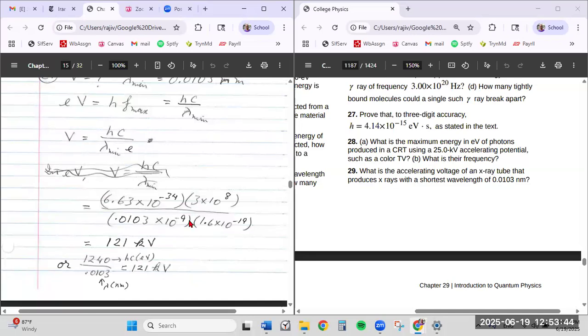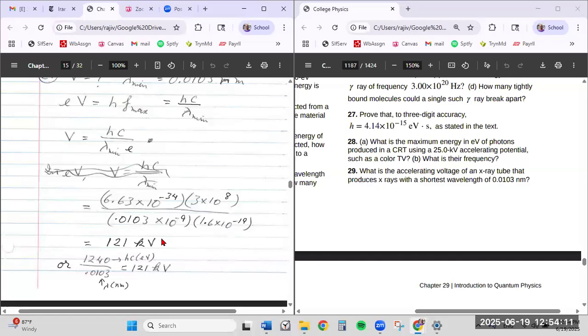And then you plug in the numbers. The Planck constant value that's inserted here is in joule seconds to keep everything in SI units. And then speed of light, wavelength, and then charge of the electron. So it comes out to 221 kilovolts.